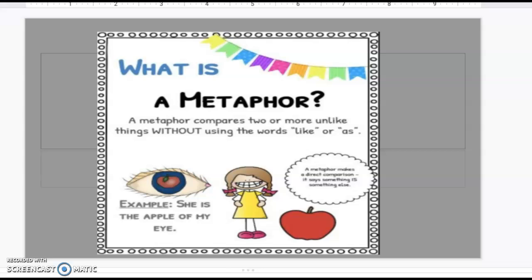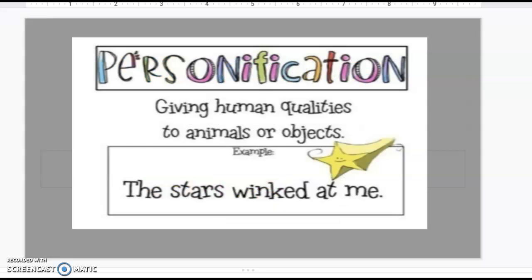Example, she is the apple of my eye. Obviously, there's not really an apple in your eye. That metaphor means that she is amazing. She's really smart. She's one of my favorites. She is the apple of my eye. Metaphor. Here we go. Then Miss Anderson talked about personification. That, once again, write it in your notebook, giving human qualities to animals or to objects. And here's an example. The stars winked at me.